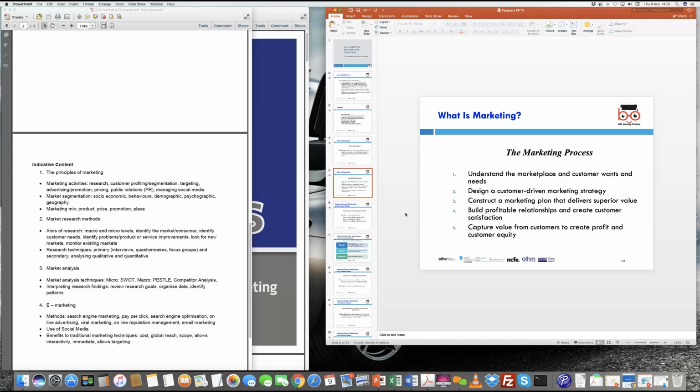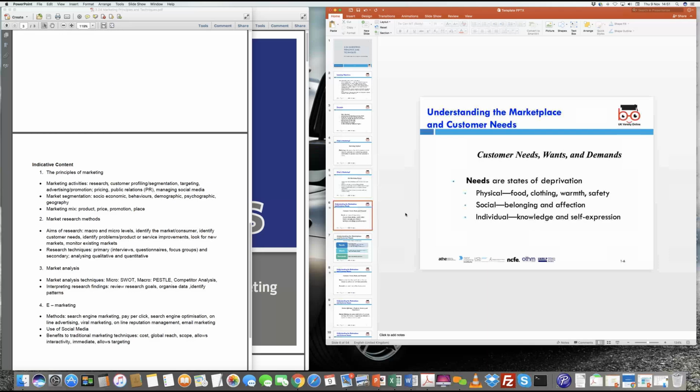So we will understand the whole process by understanding this particular value chain, for which we'll start with something called understanding the market and the marketplace by understanding the customer needs.